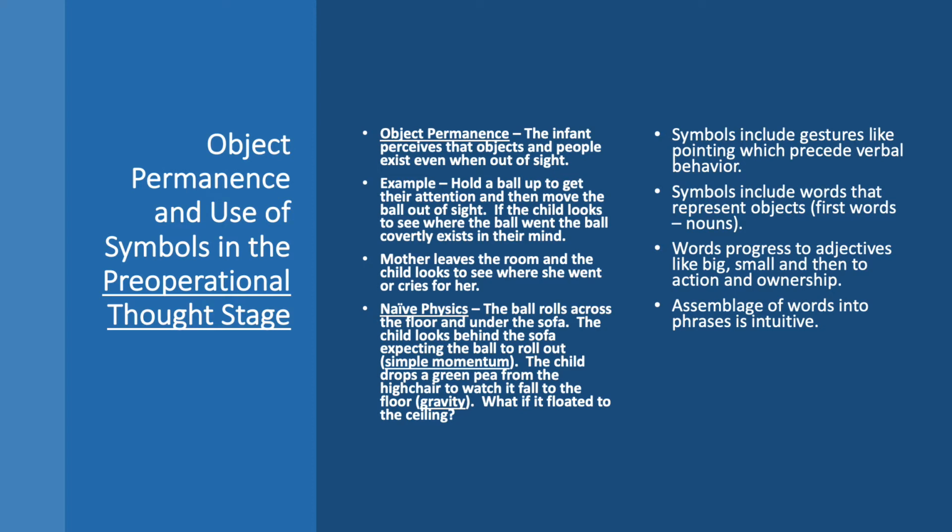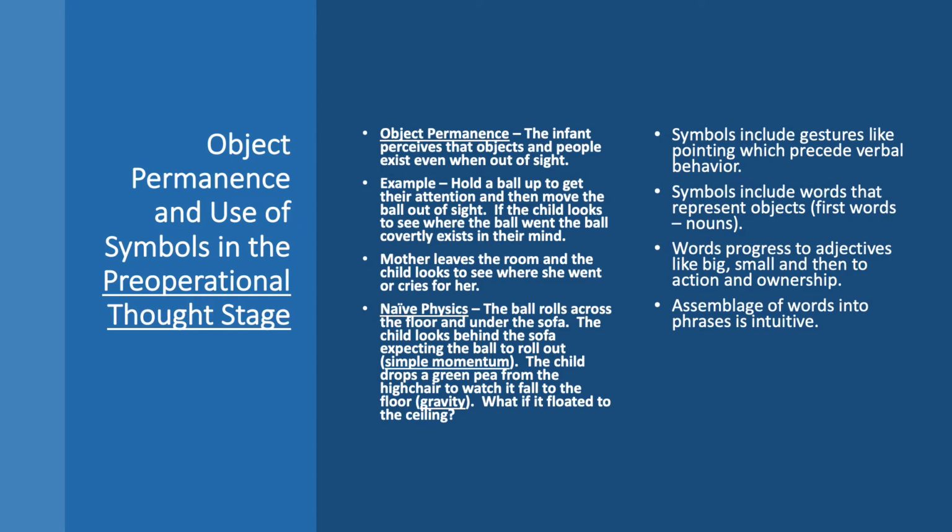Like sitting in a high chair and dropping peas over the side, or carrots, to watch them descend to the floor. It's a naive sense of gravity. It would be shocking to them if they let go of the pea and it floated up into the air. They expect it to fall to the floor. So they already have an intuitive sense for basic physics.